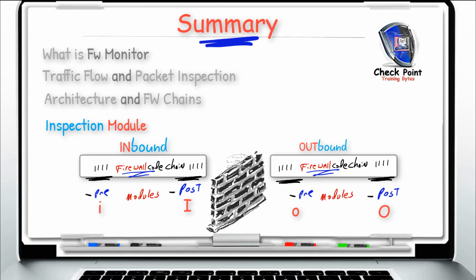And finally, we also discussed the routing engine. The routing decision is always done between the inbound chain and the outbound chain. If a packet is inspected and accepted by all the inbound chain modules, then the packet will be routed to the outbound chain to be inspected and processed again.